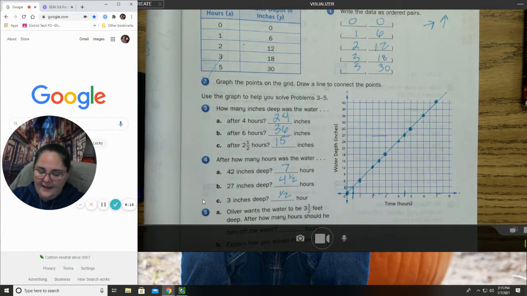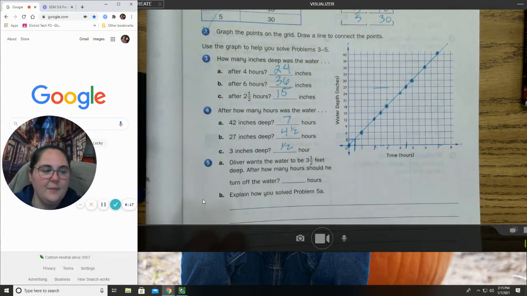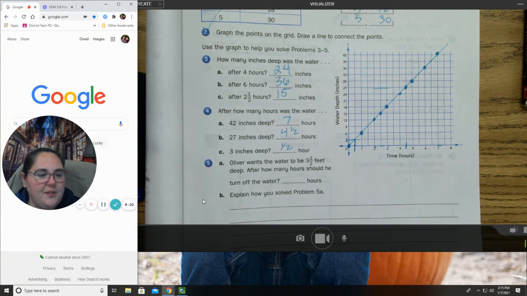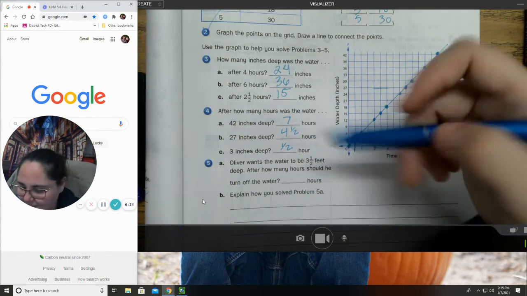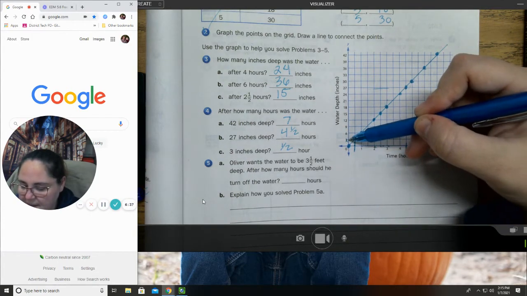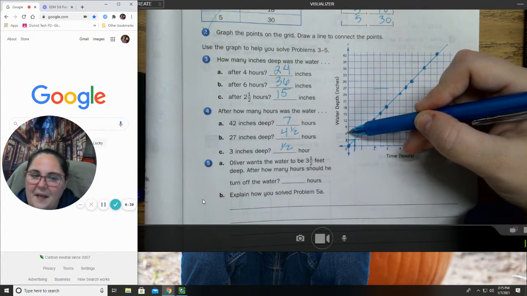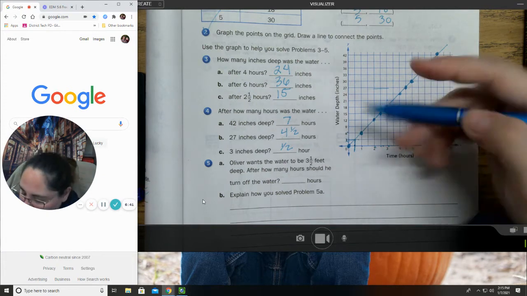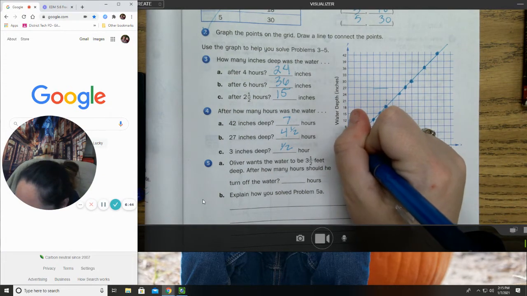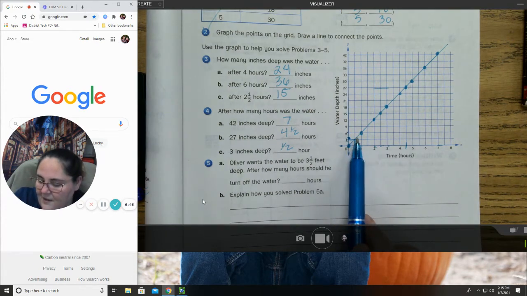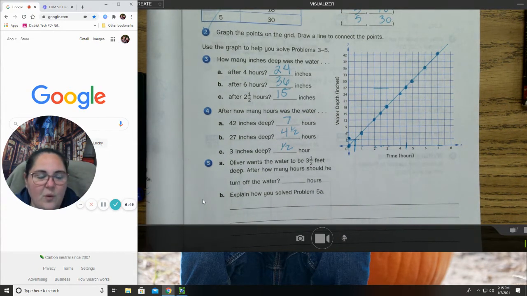All right, here we go. Part A: Oliver wants the water to be 3½ feet. After how many hours should he turn off the water? Uh-oh. 3½ feet. So I'm going to go by feet. Here's 3 feet. Here's 6 feet. 3½ feet would be about, I'd say, about right there. How long should it take him to turn off the water?